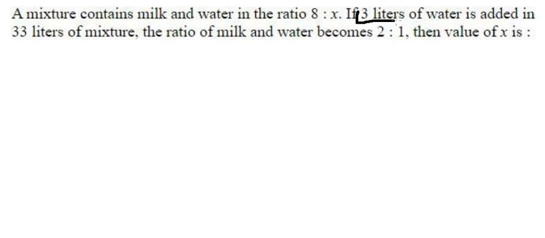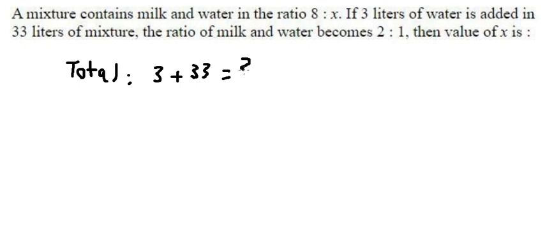After we add 3 liters of the water in here, the new total is 3 plus 33, and that is about 36 liters. Because the volume of the milk does not change, since we just add the water only, that means we can find the volume of the milk. That means we also find the volume of the milk before we add the water in here.